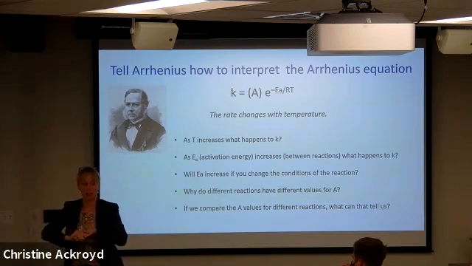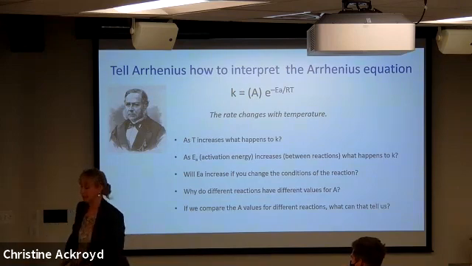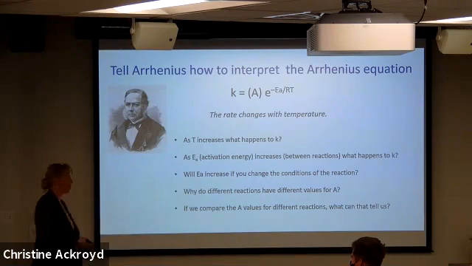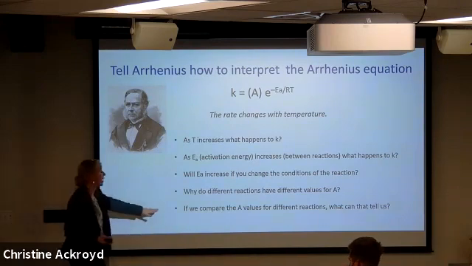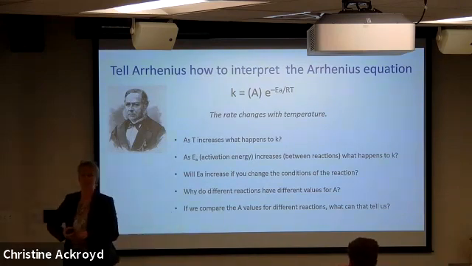That's a long answer. Do you want a shorter answer? Different mechanisms have a different requirement for spatial orientation in order for a product to form. And therefore, they have different values for A. Okay, if we compare the A values for different reactions, what can that tell us?